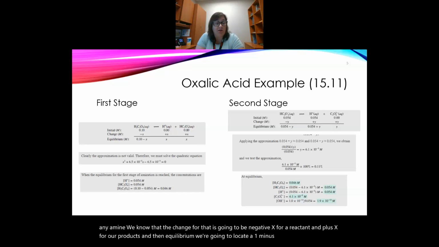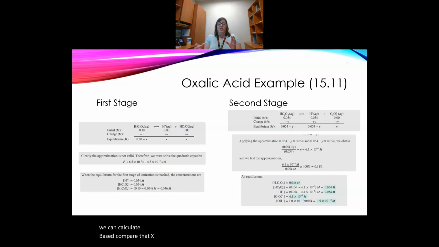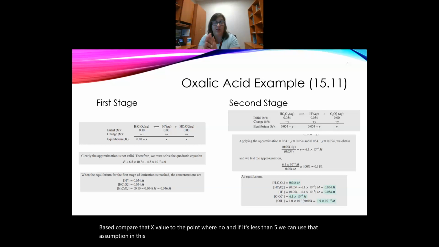We always start by assuming that x is small compared to the 0.10, but in this case it is not. So once we get that x, we can compare that x value to the 0.10. And if it's less than 5%, we can use that assumption. In this case, we cannot do that. And so we have to use the quadratic equation to solve for this.